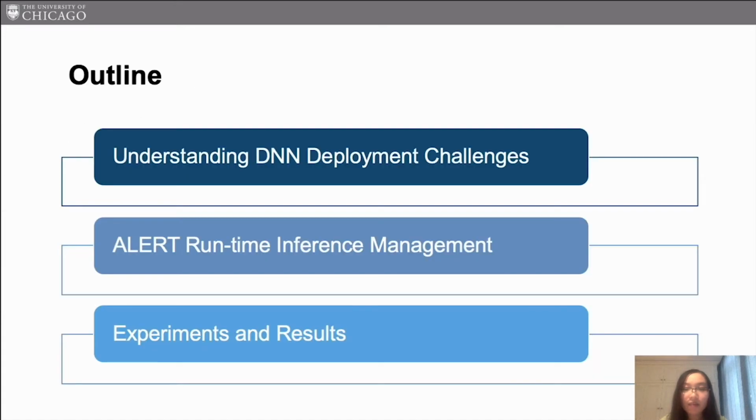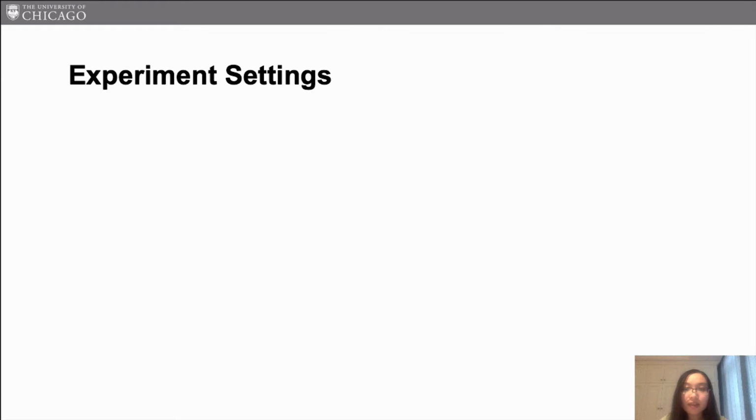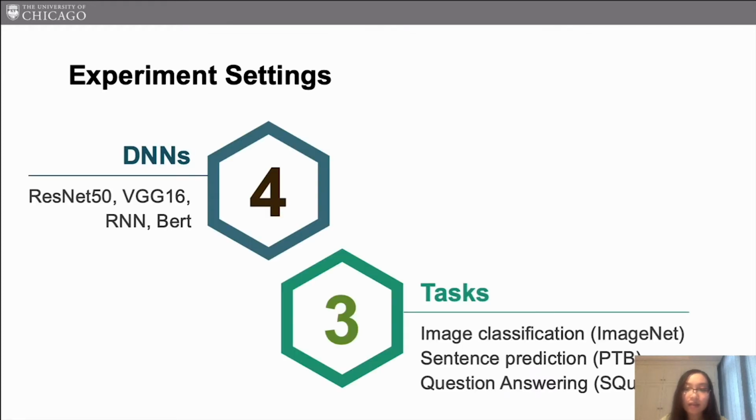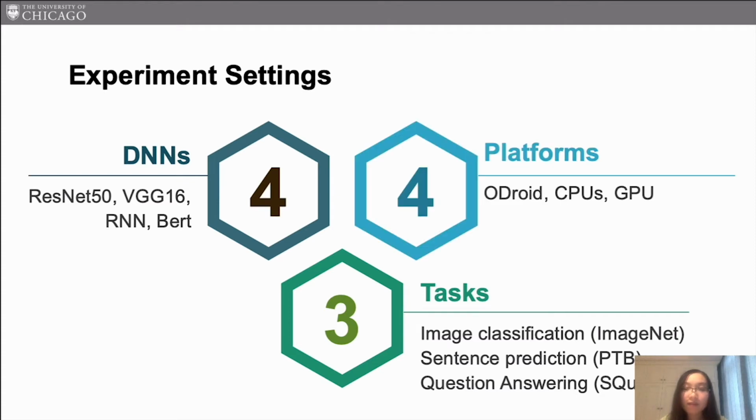I will introduce our work in detail in three sections: a study and understanding of DNN deployment challenges, our Alert runtime inference management design, and also the experiments and results. Let's first go into the deployment challenges. To understand the deployment challenges, we select 4 popular DNNs for vision and NLP tasks, representing different types of DNNs. We test them on 4 platforms, including embedded systems, CPU servers, and GPU servers.